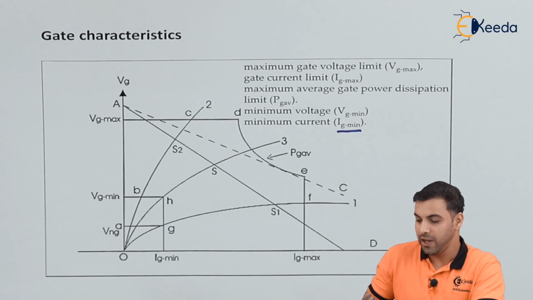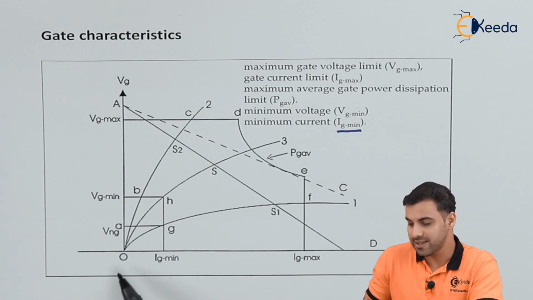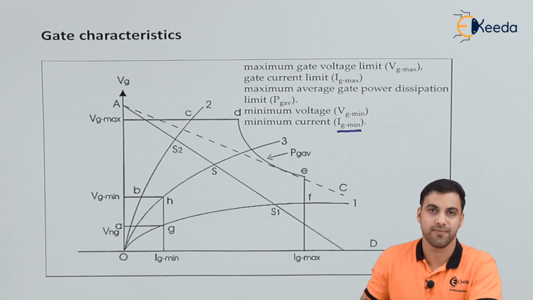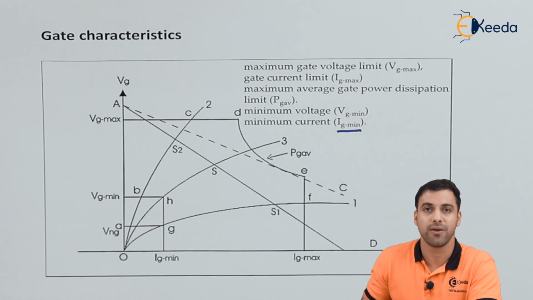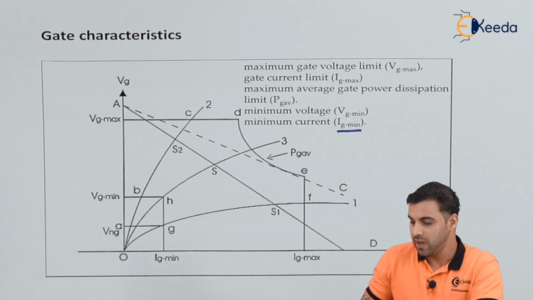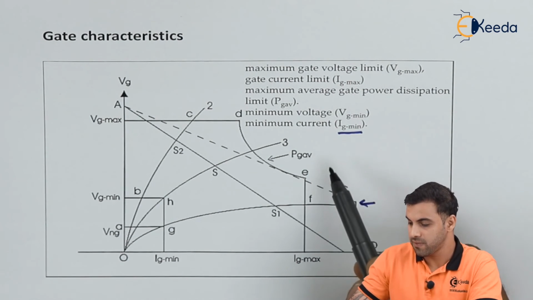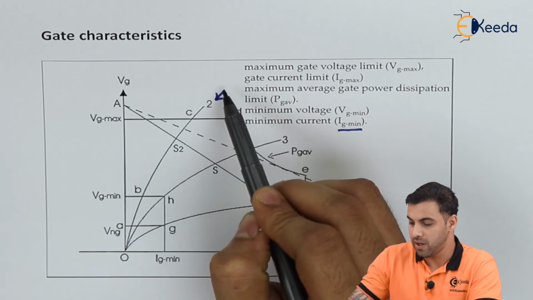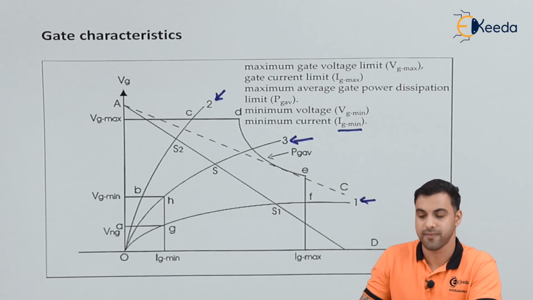Now friends, if I draw a graph to show you the gate characteristics, let's say the x-axis is the gate current and the y-axis is the gate voltage. Now, here you can see curve 1, this is curve 2, and this is curve 3.